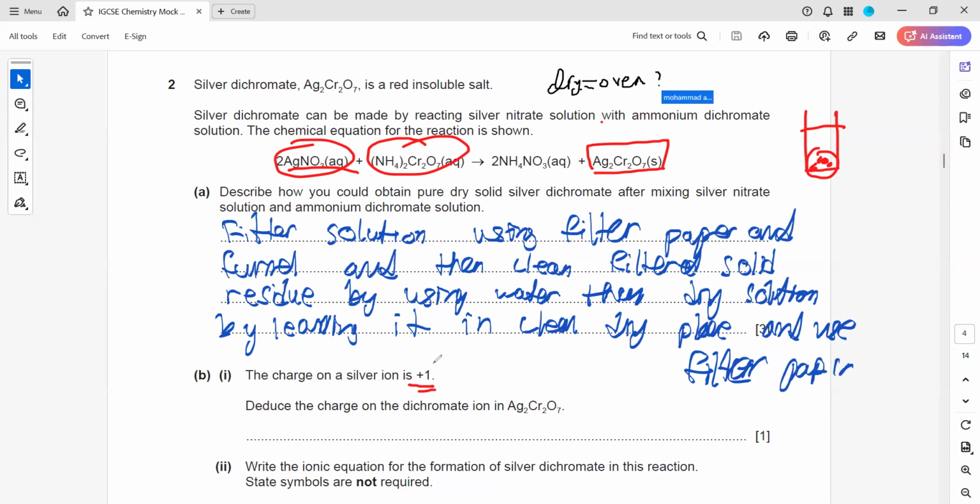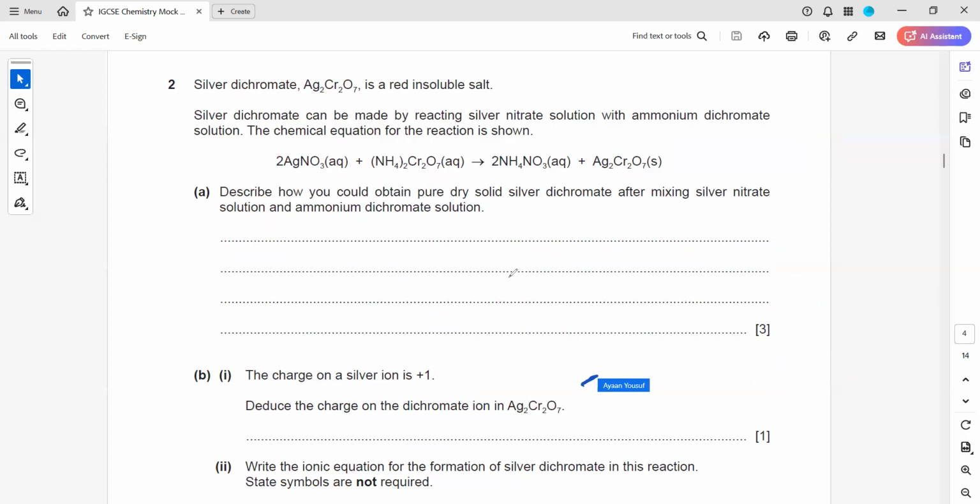Dry in oven, yes, it can be done as well. So the charge, deduce the charge on the dichromate. So how can we deduce the charge on the dichromate ion? You have Ag2Cr2O7. So this is representing the valency of the dichromate, which is 2 minus, and nothing is written here, there's no bracket. It means the valency of silver is +1 or 1 plus. So the charge on the dichromate ion is -2 or 2 minus.